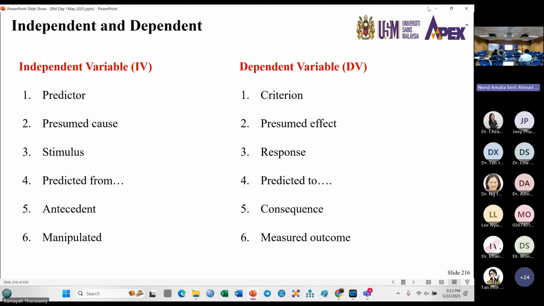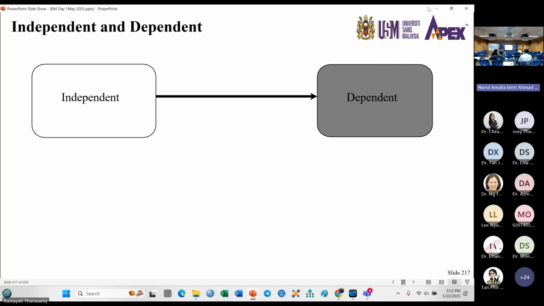Okay, so those are the terms we will use. These are the two main variables we will have, independent and dependent. The independent can go on the left and the dependent on the right, or the reverse, it doesn't matter. The arrow tells you which variable happens first.